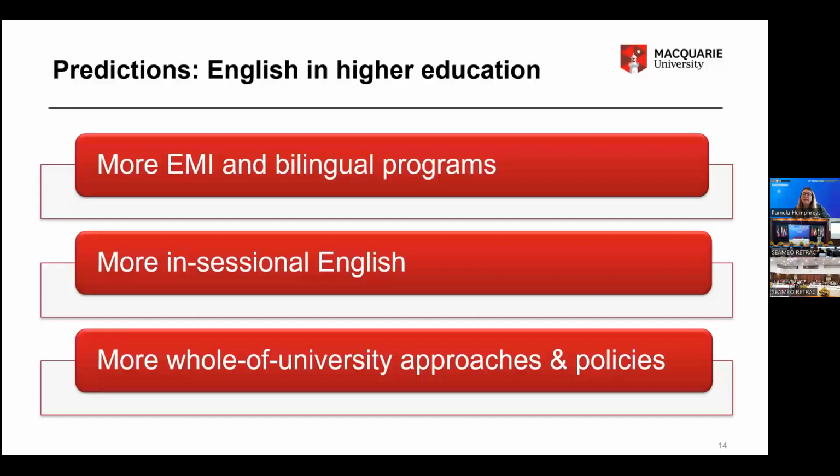But increasingly in Australia, universities are taking that responsibility on board and developing policies to ensure that we are developing English language proficiency for our international students, for domestic students who have English as an additional language throughout the student life cycle.